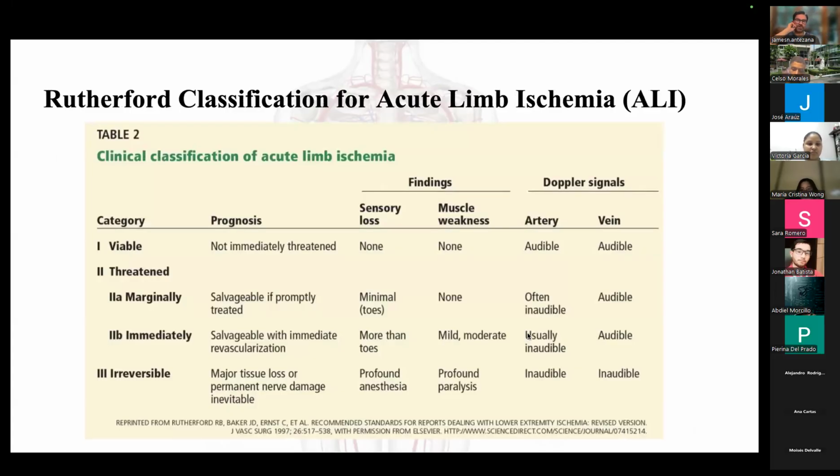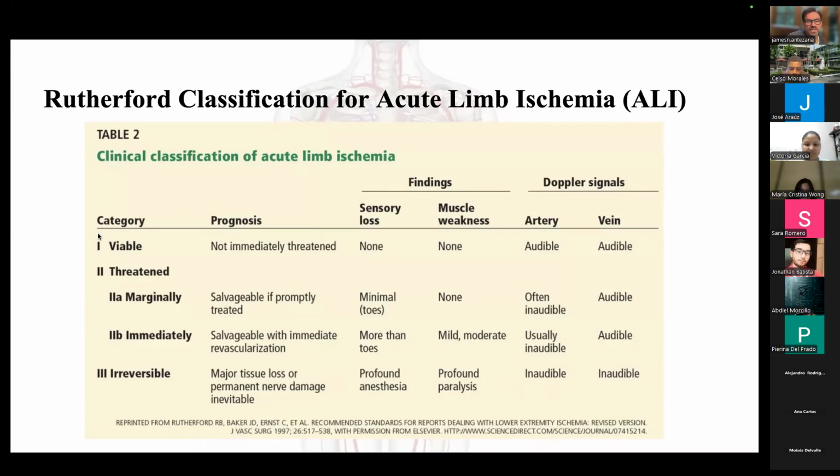Okay. I've thrown this in here because I don't want you guys getting confused with the Rutherford classification of acute limb ischemia, which is very, very different than your classification for chronic peripheral artery disease. The difference is that one is truly life-threatening and it's immediate, or limb loss immediate. And it's associated not just with underlying advanced atherosclerotic disease, but it also can be associated with atrial fibrillation or a hypercoagulable condition. And it's important to understand that there are three categories.